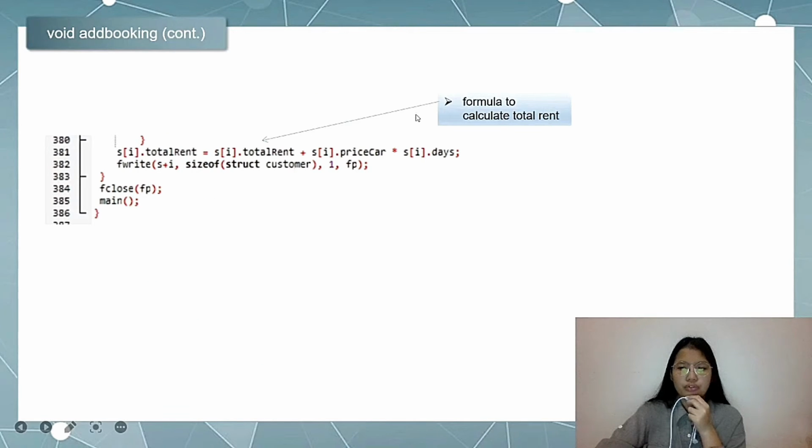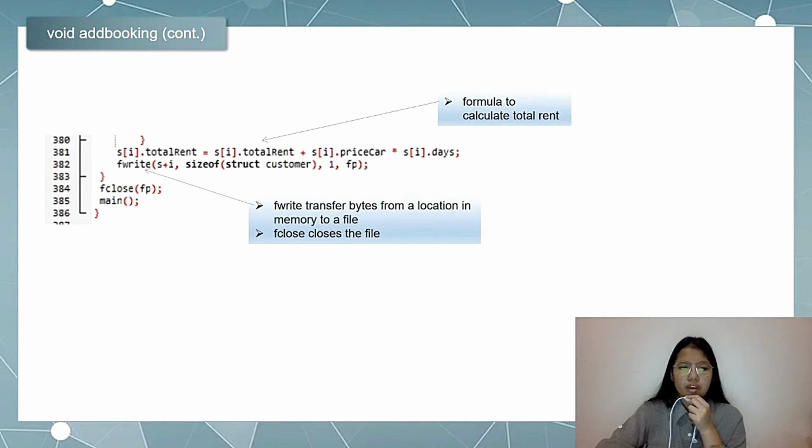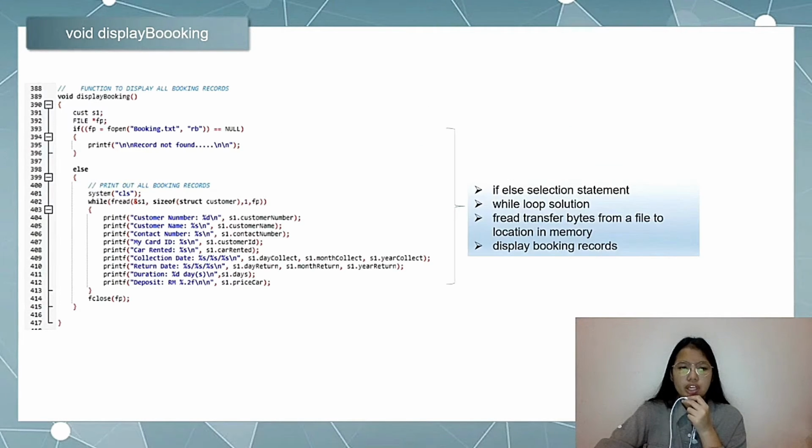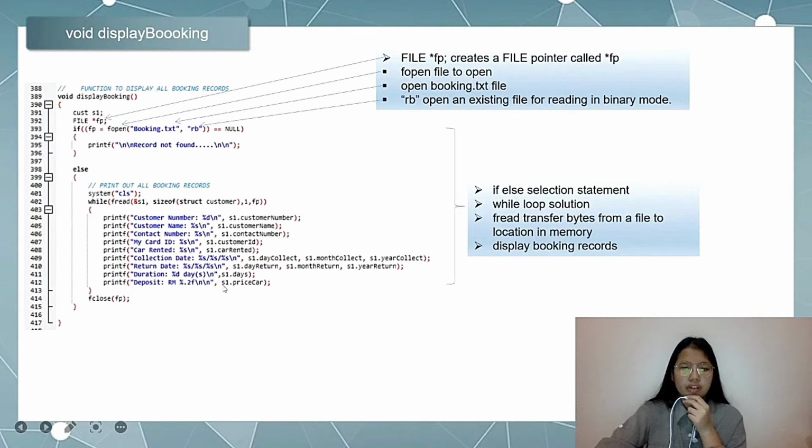This is the function with the formula to calculate the total. Fwrite transfers bytes from a location in memory to a file. Fclose closes the file. This is the function to display all booking records. If the user enters number 4, an if-else selection statement and while loop are used, and fread transfers bytes from a file to locations in memory and displays the booking record, and fclose closes the file.